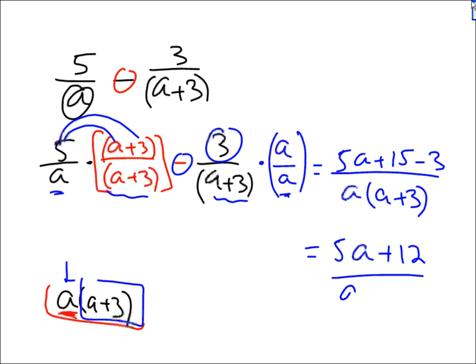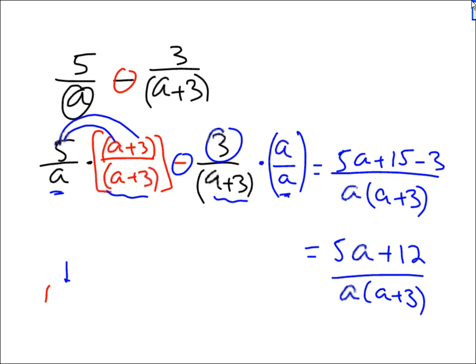So here is your answer. Or here is what you claim your answer is. Now remember, the top left and the bottom right, they're equal, unless we made a mistake. That is, we're claiming that 5 over a minus 3 over a plus 3 are equal for any value of a except values that make it undefined.